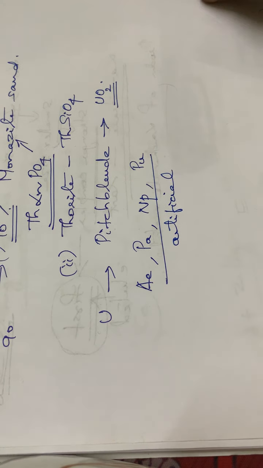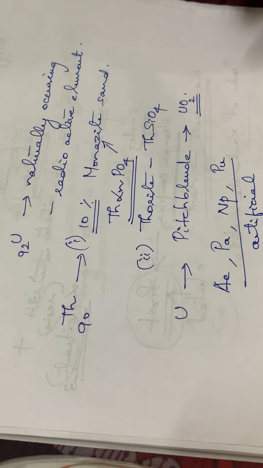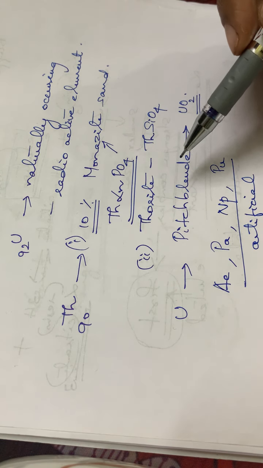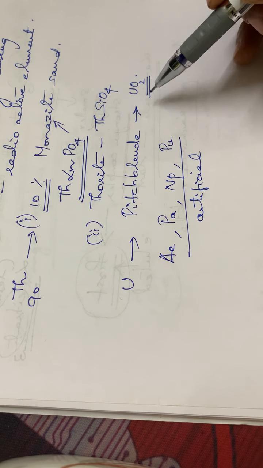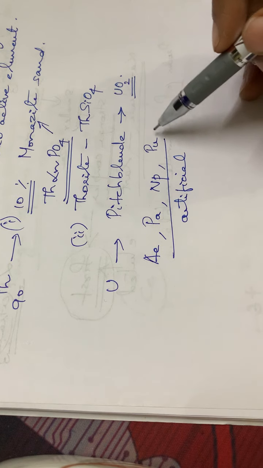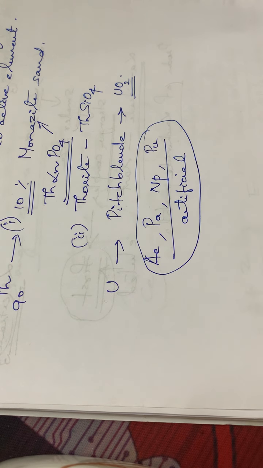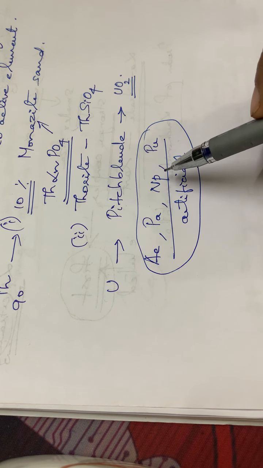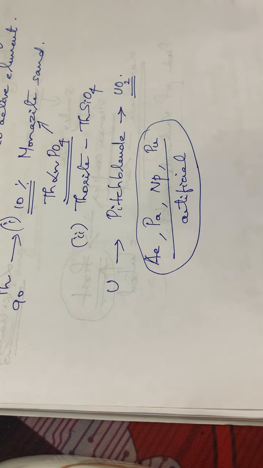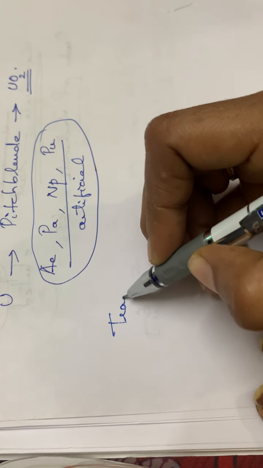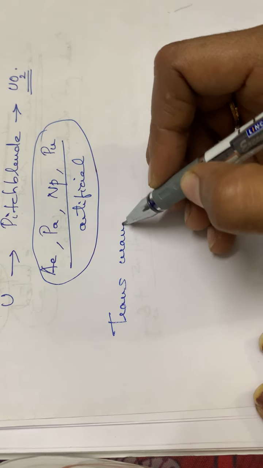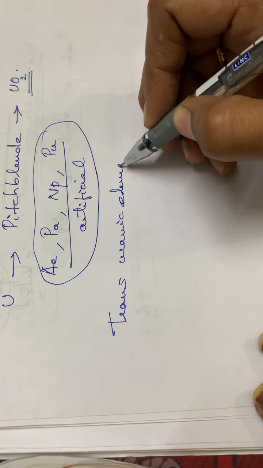So these are some of the general features of actinide elements. You have to go through the ores: thorium from monazite, then thorite, and uranium, which we can obtain from pitchblende. Some of the artificially occurring isotopes are actinium, protactinium, neptunium, and plutonium. Then the next heading is the transuranic elements.